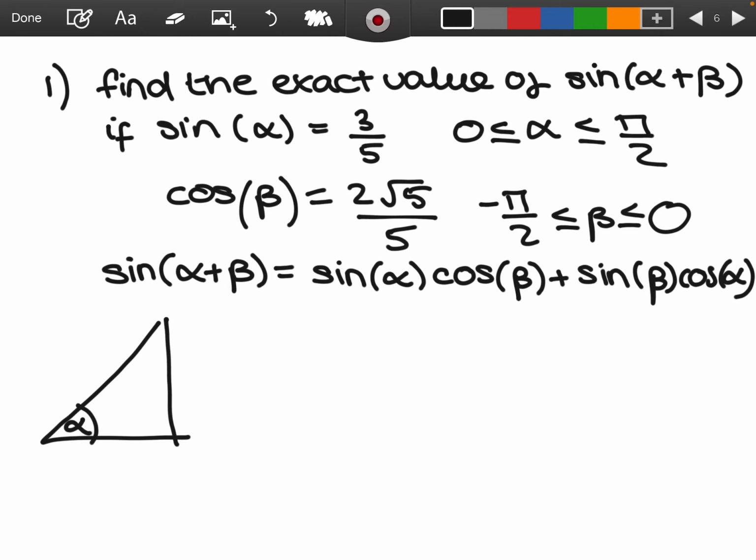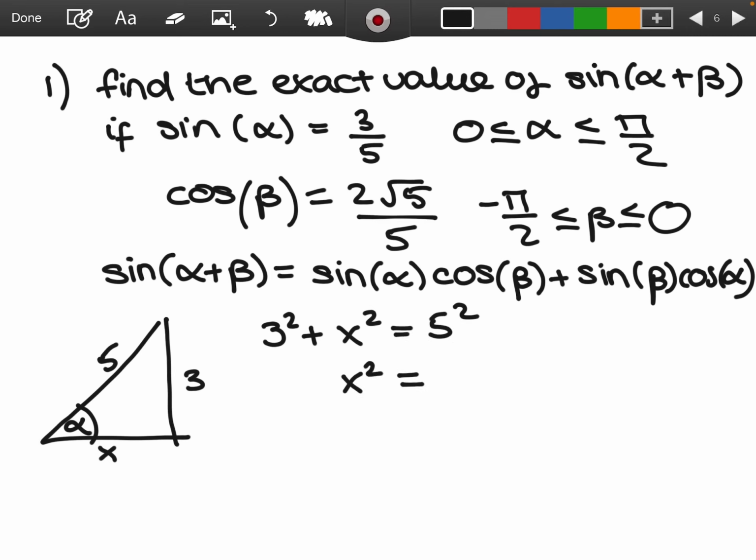If you go back to our right angle trigonometry and use that SOHCAHTOA rule, you know that sine of an angle is opposite over hypotenuse. So I'm going to set the opposite to alpha as 3 and the hypotenuse as 5. I've just got to find this side here, so I can go ahead and use Pythagoras in order to find that.